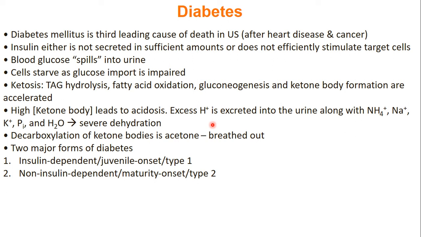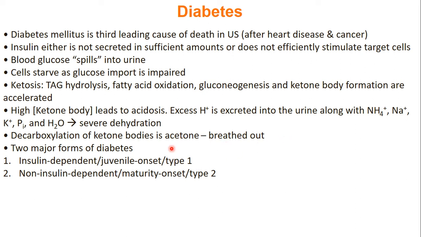You have excess acid that will be excreted into your urine along with ammonia, sodium, potassium, phosphate, and water. And this can lead to dehydration because your body is building up all these toxins trying to get rid of it with urine, and every time you do that you lose water. So it's just a vicious cycle there. Also, as we talked about, your ketone body can be made into acetone, and you'll breathe that out and you'll get that sweet smelling breath that is a sign of diabetes.